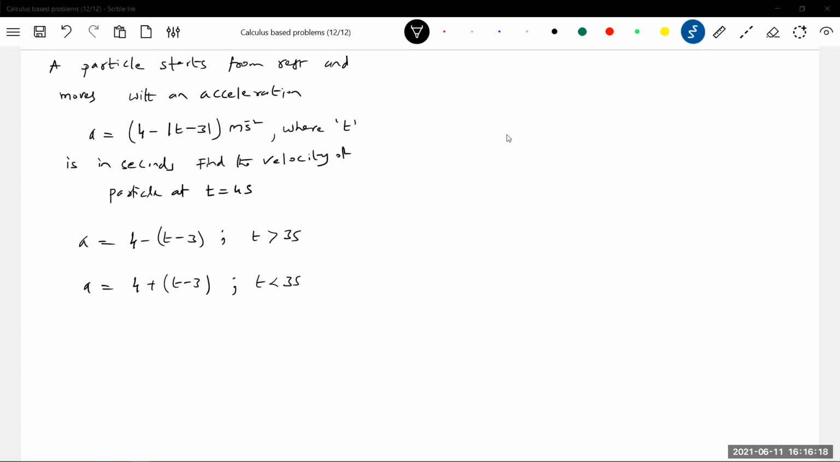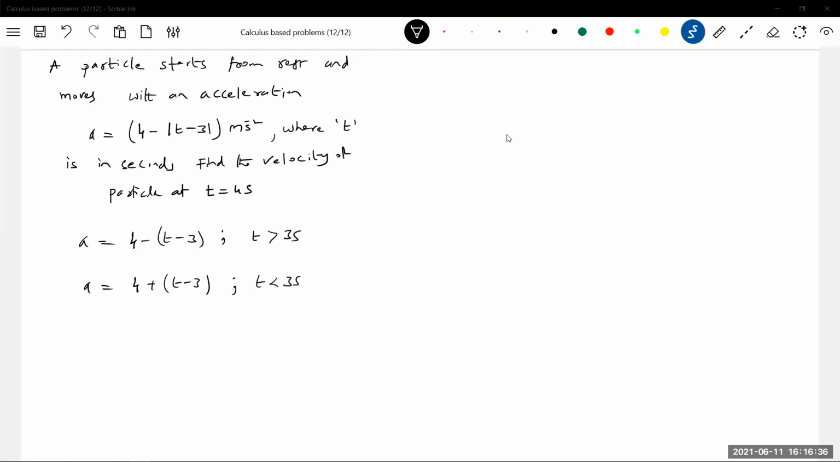Put t equal to 1: 1 minus 3 is minus 2. So mod of that will be 2, 4 minus 2. Okay, fine. T equal to 1, you put it: 1 minus 3 is minus 2, 4 minus 2 will be 2. Yes, in fact, the equations are satisfying here. Now, okay, it's asking to find the velocity.